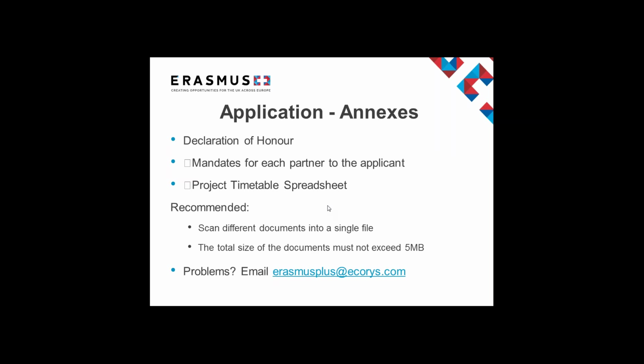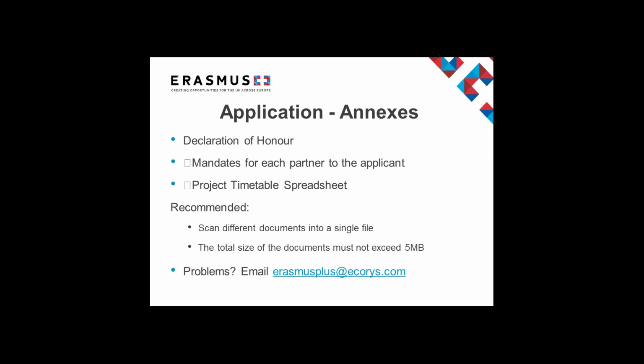The following documents must be annexed to the application form: Declaration of Honour signed by the legal representative mentioned in the application, the mandates of each partner to the applicant signed by both parties and with information identical to the information about the partners in the application form, and also the timetable of activities or the project timetable. We recommend that you scan different documents together into a single file.